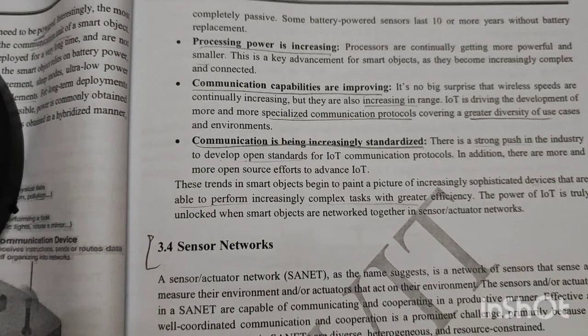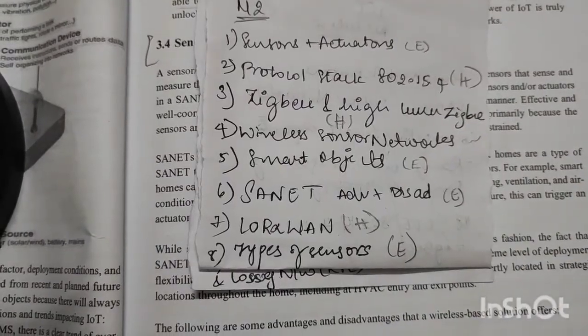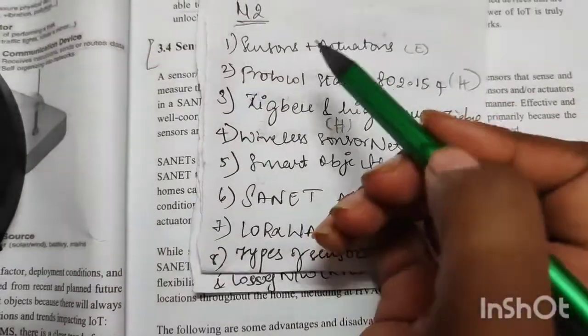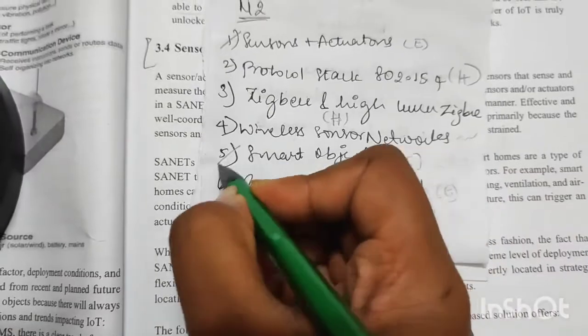The power of IoT is truly unlocked when smart objects are networked together with sensors and actuators. So we have done two of the easy questions now: sensors and actuators are done, and smart objects are done.